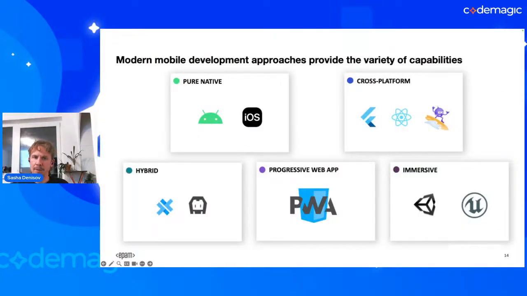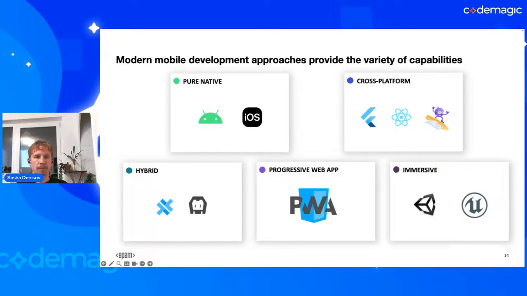So there are five mobile development approaches to be considered nowadays. Each of them addresses different requirements to provide flexibility for business priorities and organization specifics, including user experience, platform support, solution complexity, and so on. The first one is pure native. It's a separate application for each mobile platform using platform-specific programming languages like Kotlin for Android and Swift for iOS.